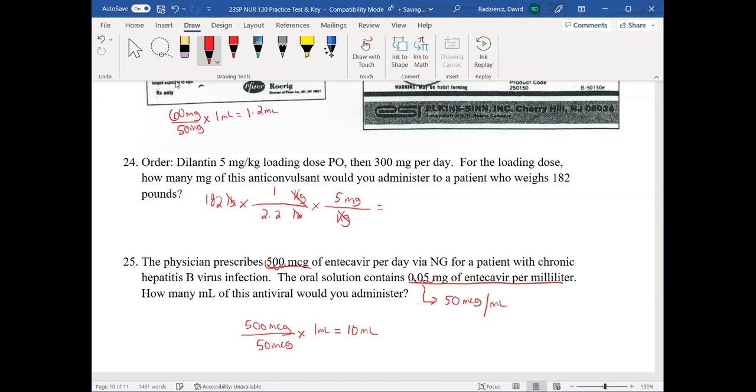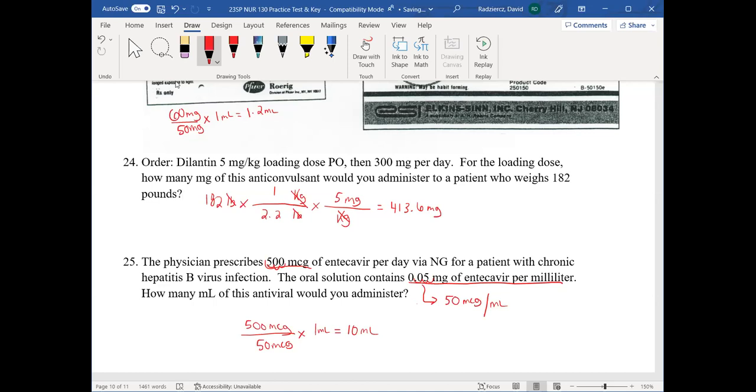And then we just plug that into our calculator. 182 times 5 divided by 2.2 will give us 413.636363. So this patient's going to receive 413.6 milligrams of dilantin. Now, the other thing they might do is they might give you an available for the dilantin. So the dilantin might be available in 250 milligrams per 5 ml. Okay. Then you would just convert it and solve for how many milliliters this would be.